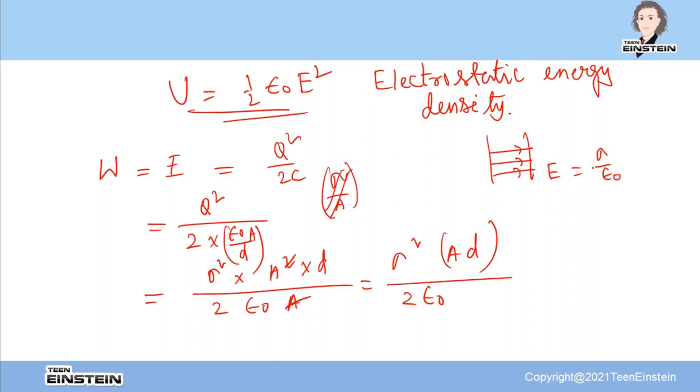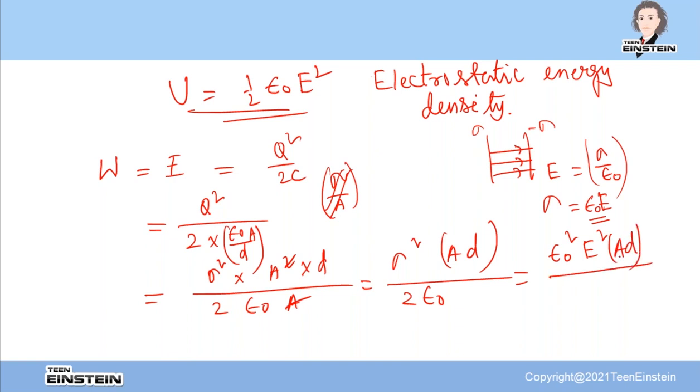If I put sigma from here, sigma is equal to epsilon naught into E. We put it here, so you get epsilon naught square, E square, and this is A into D. I will tell you why I have kept these terms inside the bracket. This is epsilon naught. So what I get is half epsilon naught into E square into this term. So what is this actually?